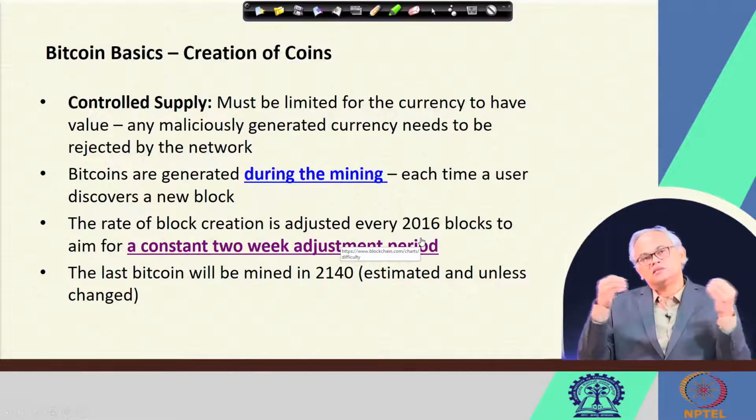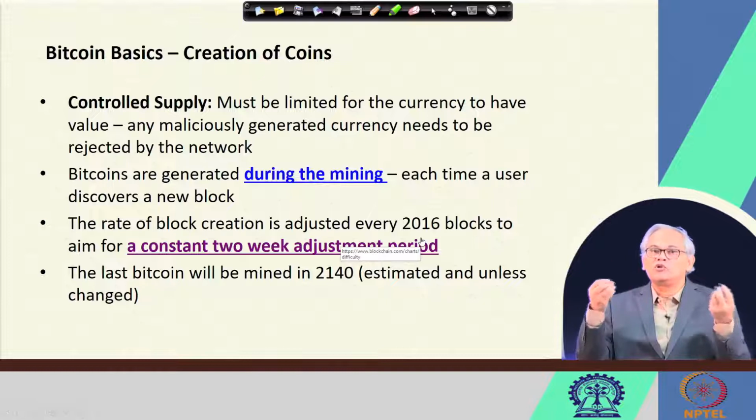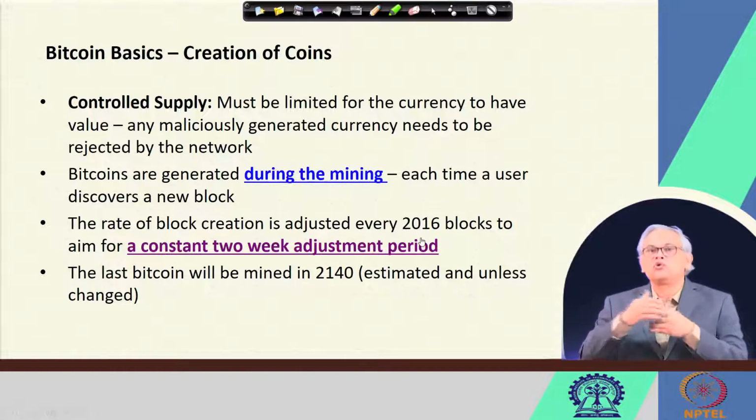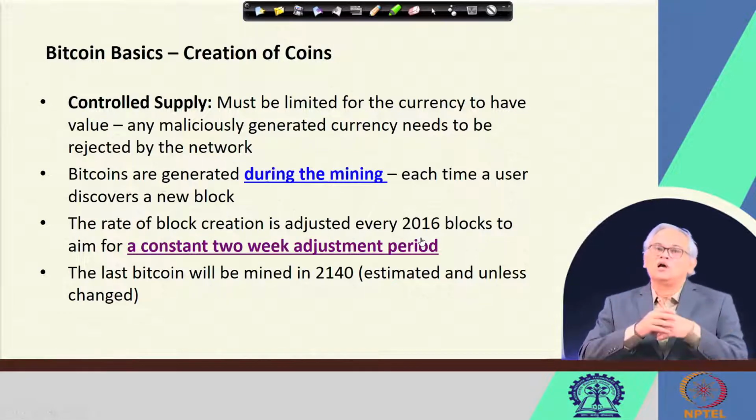And as these blocks are mined, the amount of block reward is reduced over a period of time. Initially we saw that for block number 0, the block generation reward or the block reward was 50 bitcoins.